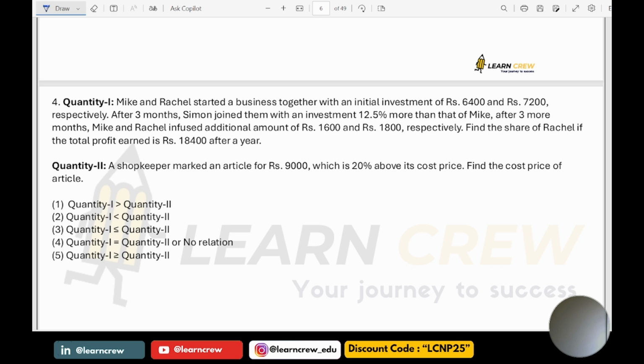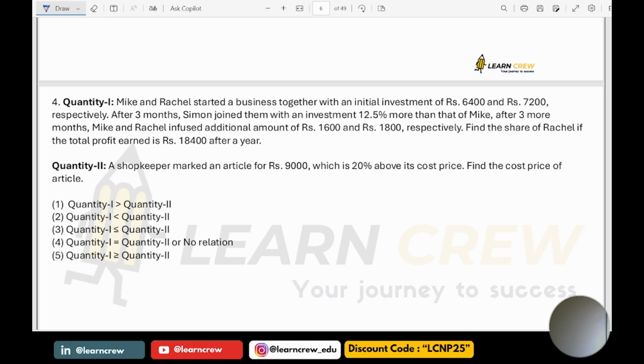Now, fourth question. Mike and Rachel started a business together with an initial investment of 6,400 and 7,200 rupees respectively. After 3 months, Simon joined them with an investment of 12.5% more than that of Mike, and after 3 more months, Mike and Rachel infused an additional amount of 1,600 and 1,800 rupees respectively. Find the share of Rachel if the total profit earned is 18,400 rupees after a year.